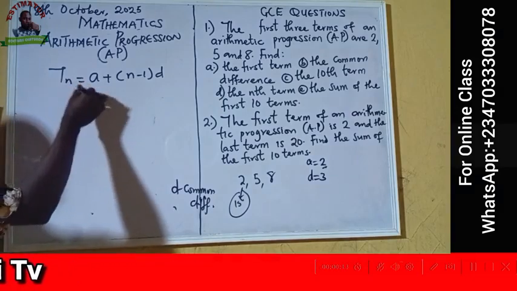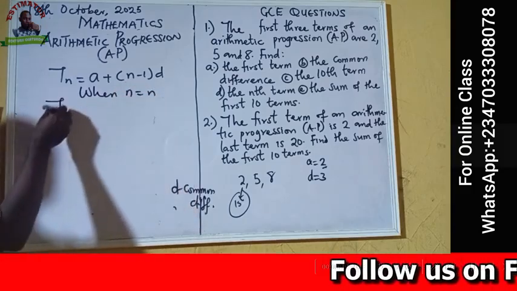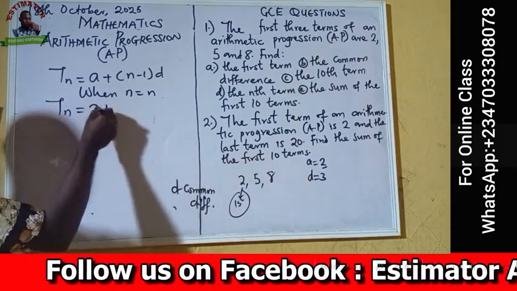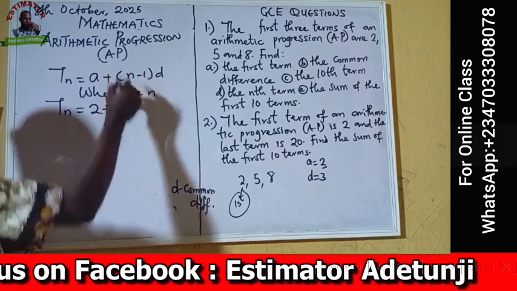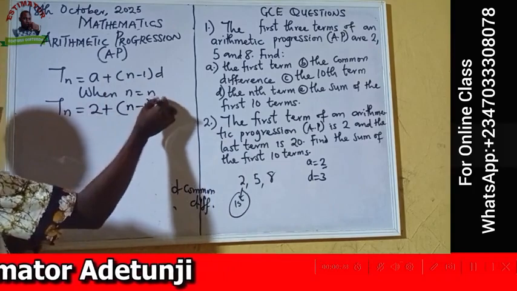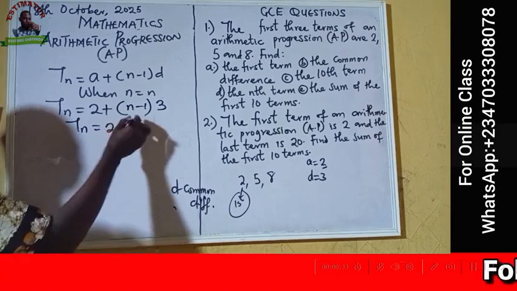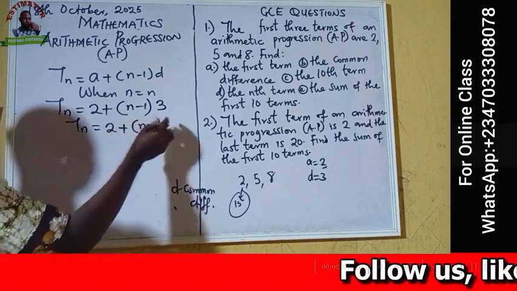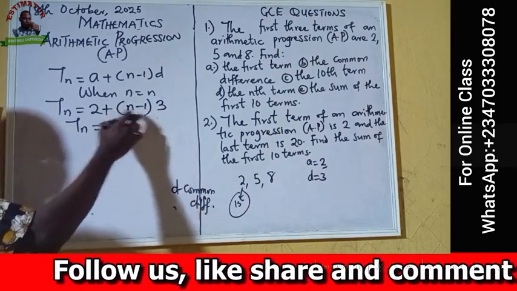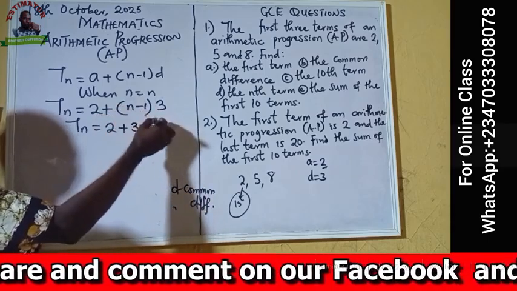Now, when n is n, so Tn equals, what's our first term? Our first term is 2 plus, when n is Tn, n minus 1. What's our common difference? That is 3. So we have Tn equals 2 plus n minus 1 times 3. Use this 3 to open the bracket. 3 times n, 3n, minus 3 times 1, 3.